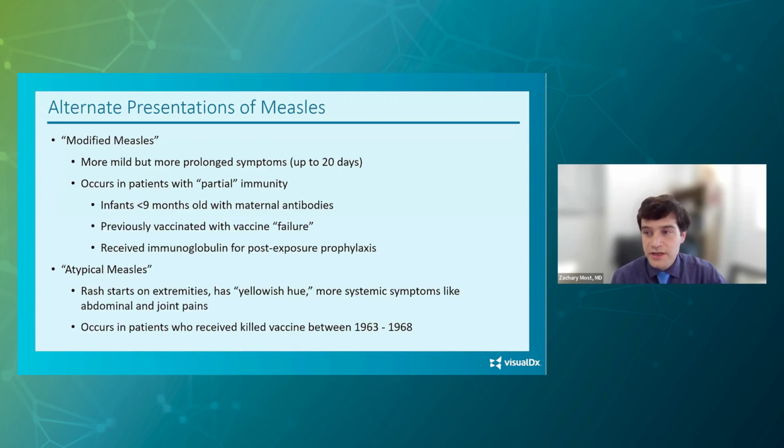So that's the classic presentation of measles, and it is important to be aware of some alternate presentations of measles. The term modified measles is often used to describe a non-classic appearance of measles, where the symptoms are often more mild, but maybe more prolonged and can last up to 20 days. And this occurs in patients that have partial immunity to measles. That could be an infant who's less than 9 months old, who has maternal antibodies, at least to some extent. A previously vaccinated person who had vaccine failure, which, even though it's rare, does occur, or somebody who was exposed to measles and received immune globulin for post-exposure prophylaxis.